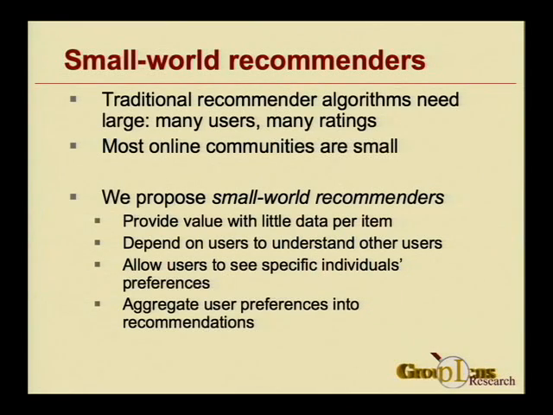And since traditional recommender algorithms need many users and many ratings, but most online communities are small, we propose small world recommenders. These systems would have to provide user value even with very little preference data per item, and they do so by depending on the users of the system to understand other users deeply. For example, by seeing other specific individuals' preferences. We still think it would be important to aggregate user preferences into recommendations. Imagine going to a movie with 5 of your friends. It's still hard to find a movie that all of you will like, or at least none of you will hate.